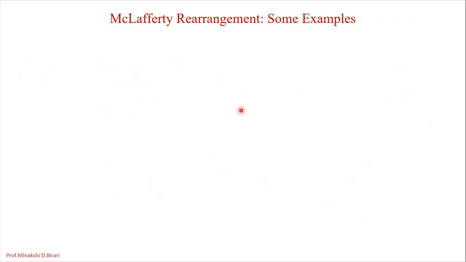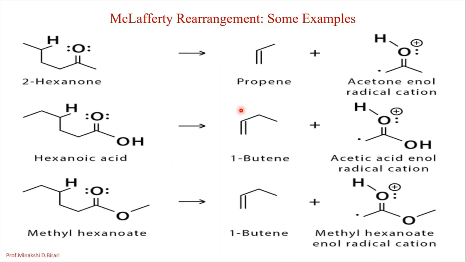Again, let us see a few examples of McLafferty rearrangement. First example, 2-hexanone. Pi electrons are present. A heteroatom is also there. Gamma hydrogen is present. So such a molecule can undergo McLafferty rearrangement. So 2-hexanone undergoes the McLafferty rearrangement.